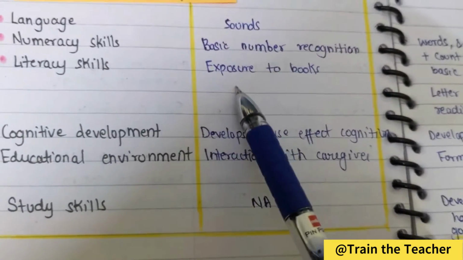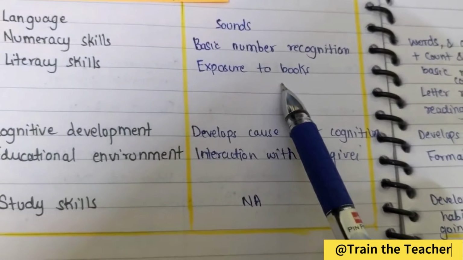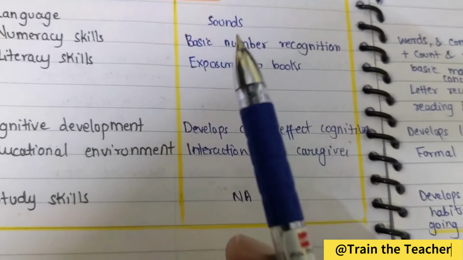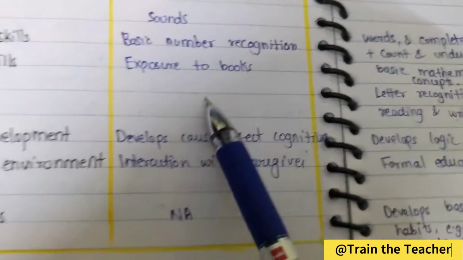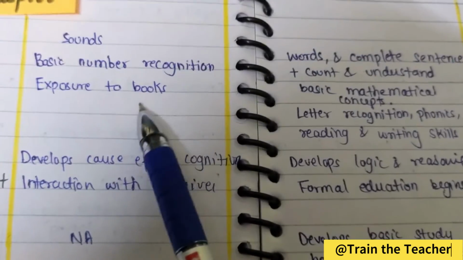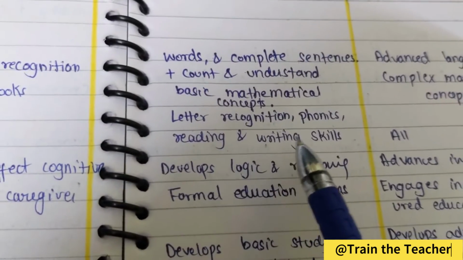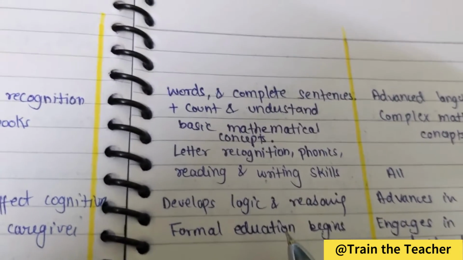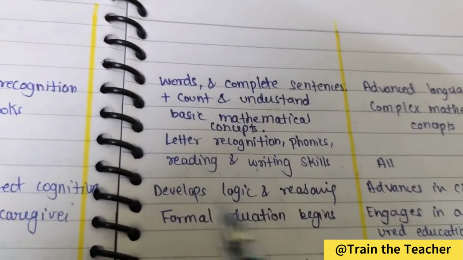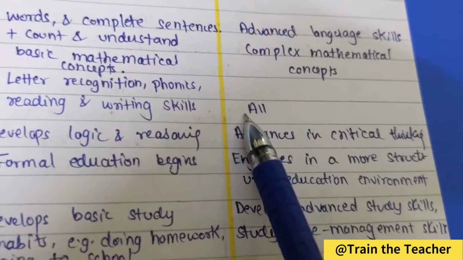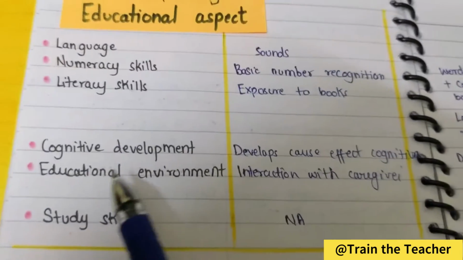Literacy skill: obviously exposure to books. We provide them the basic books where pictures are there, visuals are more. So there is an exposure to books. During childhood, yes, letter recognition, phrases, phonetics, reading, writing skills and everything else, they're exposed to. And in adolescence, it's advanced.